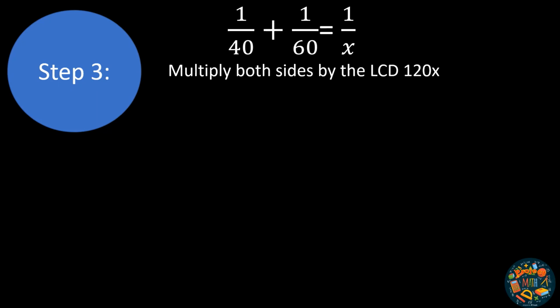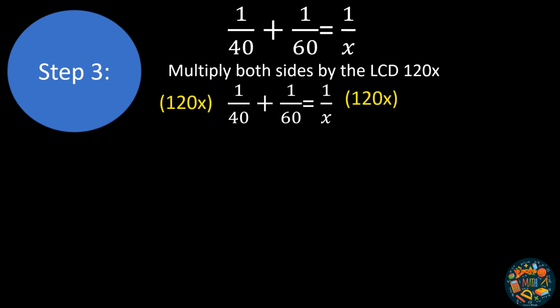Let us now solve the equation 1 over 40 plus 1 over 60 equals 1 over x. What is the LCD? The LCD is 120x. So, multiply both sides by the LCD 120x. 1 over 40 plus 1 over 60 equals 1 over x. Multiply both sides of the equation by 120x.